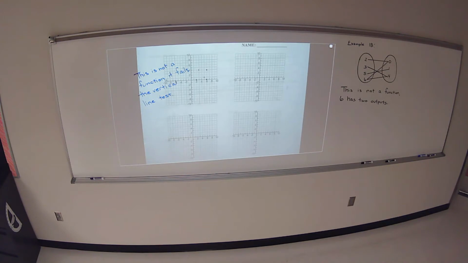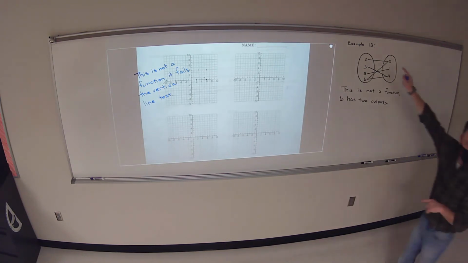If I wanted to say that it is a function, I'm going to say this is a function because it passes the vertical line test. That's it. I'm not talking about inputs and outputs because when it comes to a graph, we're strictly using the vertical line test. Two completely different explanations because I'm looking at it in two completely different ways. One with the mapping diagram, one with the graph.